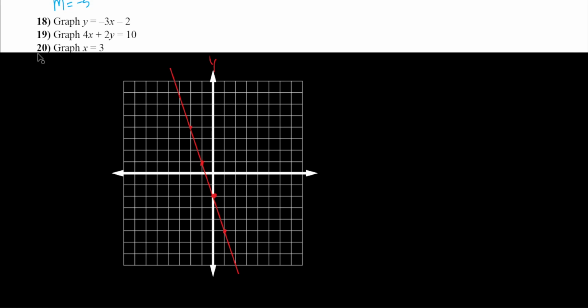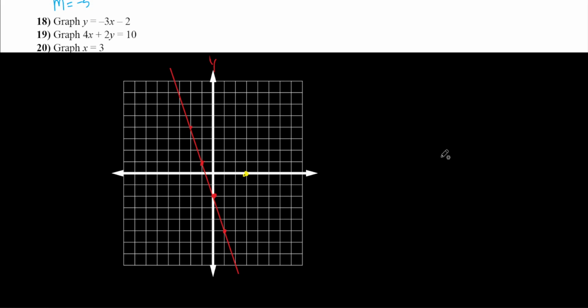Let's go to number 20, then we'll go to 19. Okay, number 20, I'll just put it on the same graph. This is x equals 3. What does that mean as far as graphing? That means it goes through the x-axis, right? Where? At 3. 1, 2, 3.